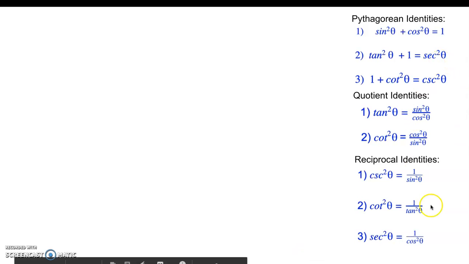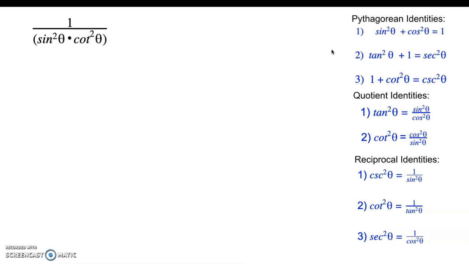Let's do another example. Here we have our trigonometric identities to look at. Now let's try simplifying 1 divided by sine squared theta times cotangent squared theta. To get started, we can rewrite the expression like so. I personally find that easier, so this is what I decided to do. Now let's look at cotangent squared theta. That's what needs simplifying.